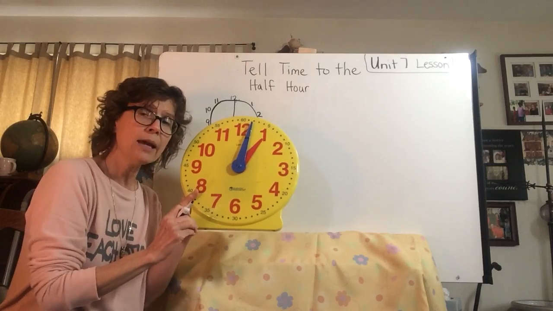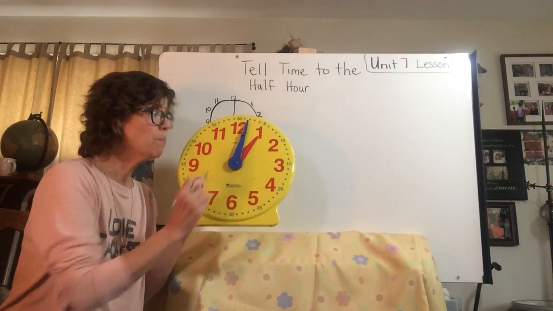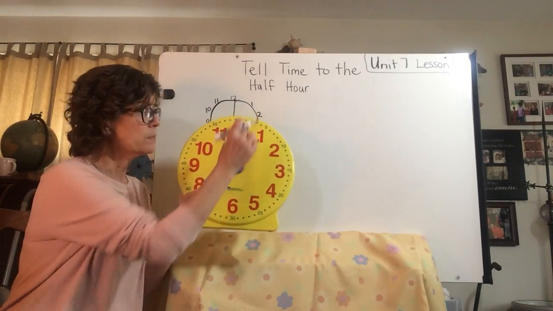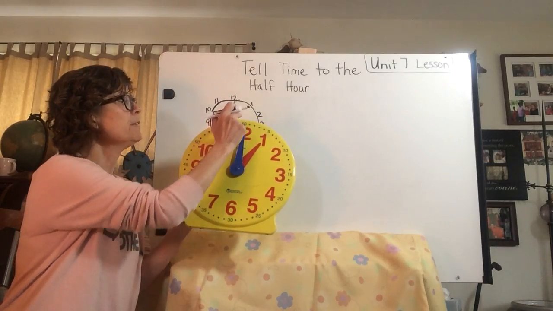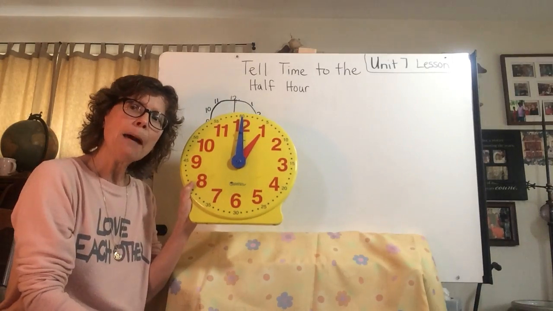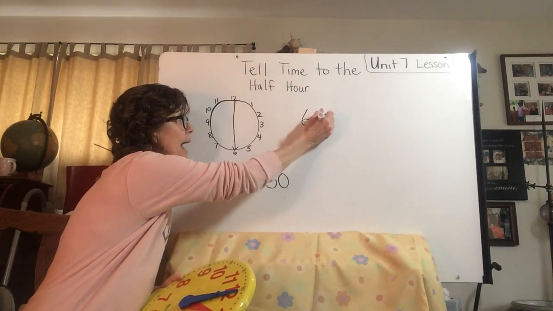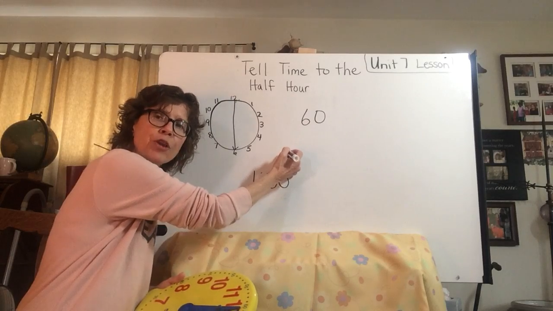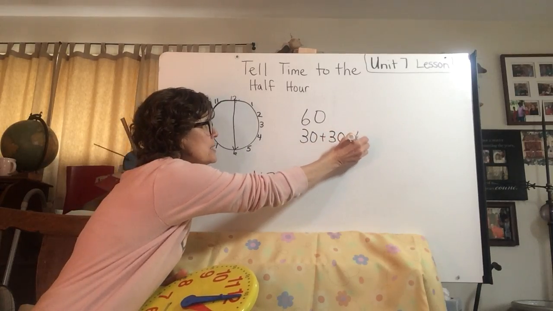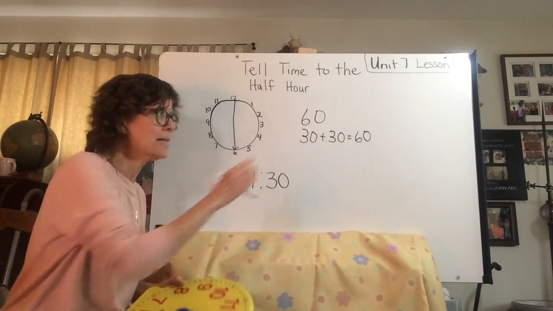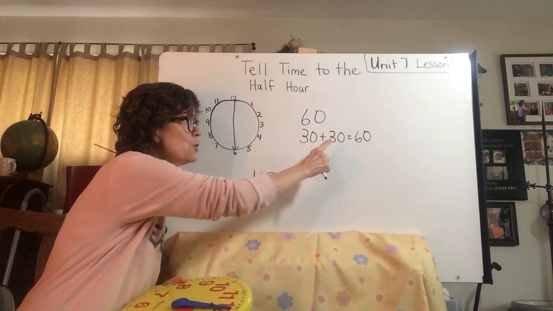I'm going to challenge you in a few days. If you think you're good at telling time to the hour and the half hour, maybe we'll extend it a little bit more. So if this is 1 o'clock, I would go down and it goes, 35, 40, 45, 50, 55, 60. There are 60 minutes in an hour. And for my friends who like challenges, half of 60 is 30 because we know 30 plus 30 equals 60. And we learned that when we were doing tens. 3 plus 3 is 6, but we're talking about the 10. So 30 plus 30 is 60.